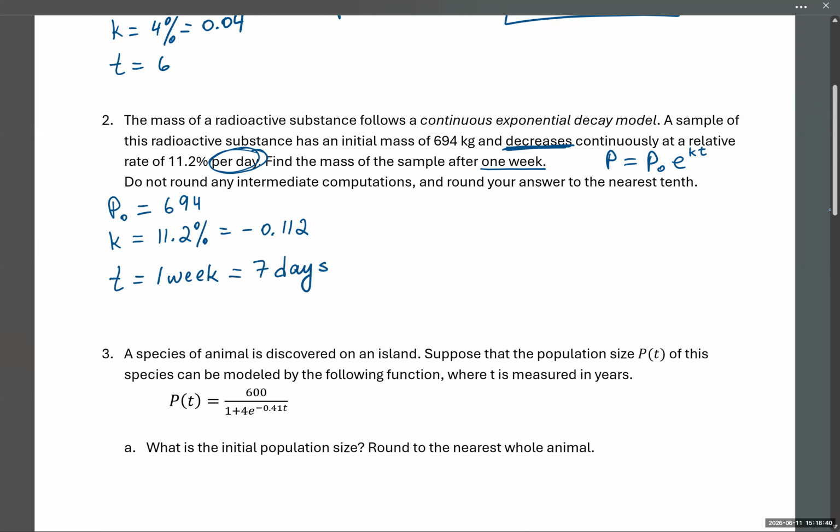Now that we have taken care of all of the given stuff, we just need to put it into the formula and then put it into a calculator. 694 times e to the negative 0.112 times 7. And that would be 316.9 kilograms.